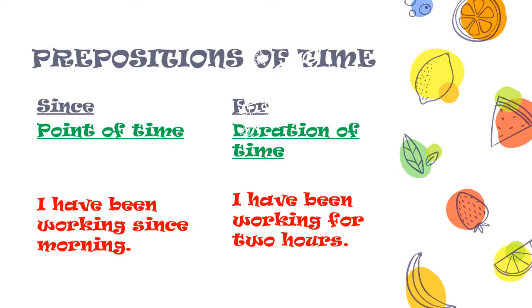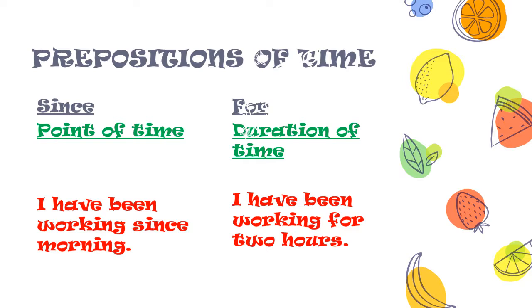The prepositions on the screen are since and for. Now these two are very important. Since is also used as a conjunction. It is also used as a preposition to tell about a point of time. When you tell an exact time, a specific time, then you use since. But when you tell about a period or duration of time, then you use for.